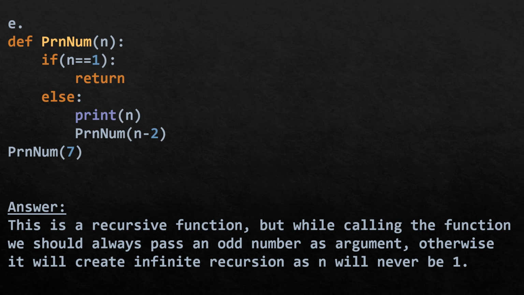Like this it will continue, and when n becomes 1, it will return. So this is a recursive function, it will work fine and will give proper output, but while calling the function, we should always pass an odd number as argument. If we do not pass an odd number, or we pass an even number, then the condition n equal to 1 will never be satisfied. The base condition will never be met. So it will create infinite recursion and the program will throw some error.